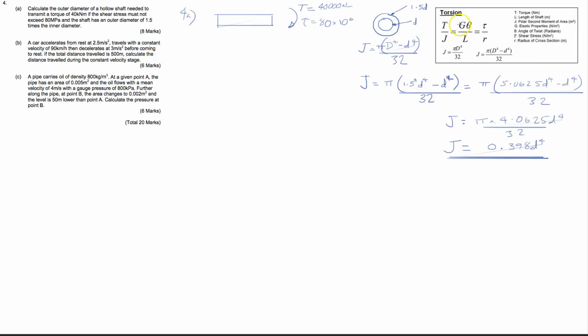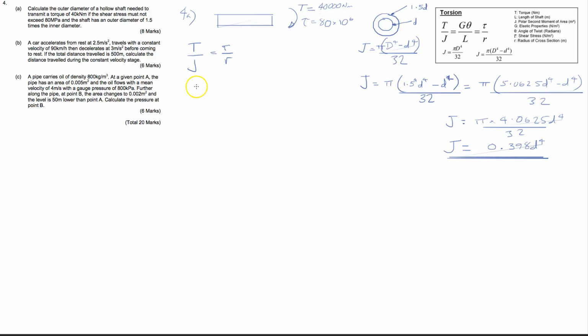Okay. So if you look at the letters we're working with here, we've got a T, we've been given it, we've got a tau, so it's these two sections, isn't it? They haven't talked about angle of twist, the length of the pipe, G, elastic properties, that's the equivalent of Young's modulus, I suppose. So we're just using these two sections of the equation, so let's state it. T over J is equal to tau, which is our limiting shear stress, over R. So then, let's plug some numbers in.